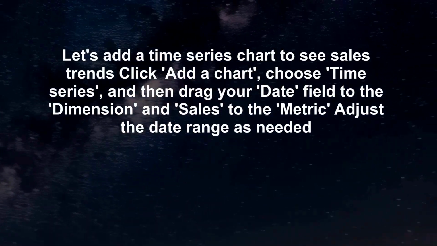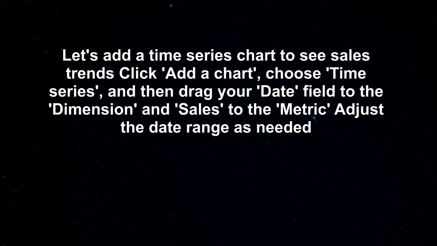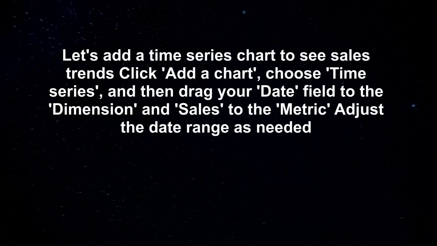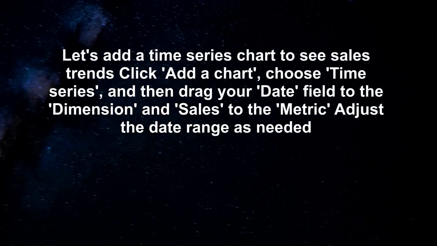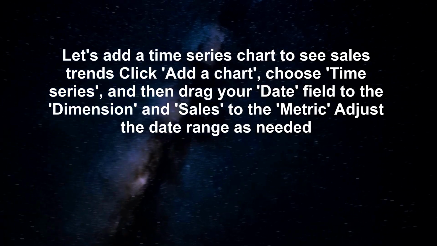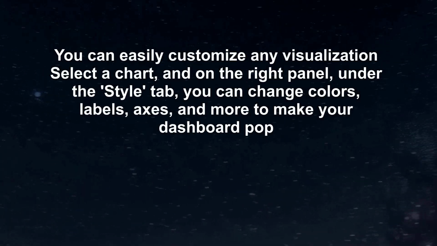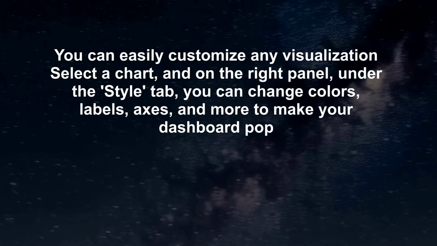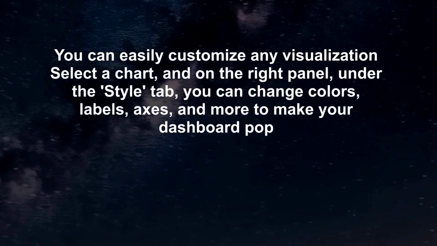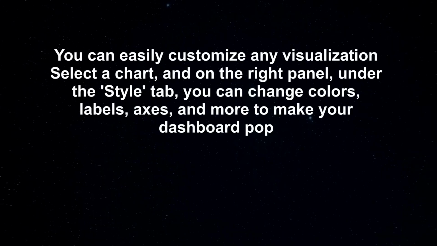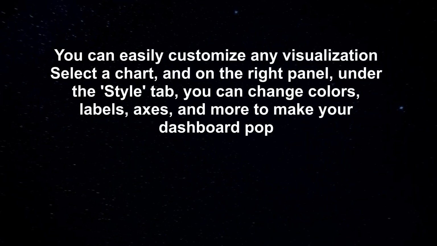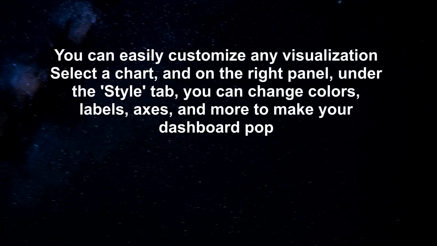Let's add a time series chart to see sales trends. Click Add a Chart, choose Time Series, and then drag your date field to the dimension and sales to the metric. Adjust the date range as needed. You can easily customize any visualization. Select a chart, and on the right panel, under the Style tab, you can change colors, labels, axes, and more to make your dashboard pop.